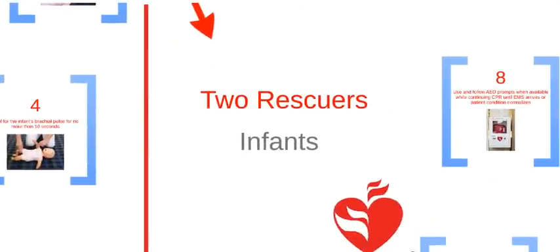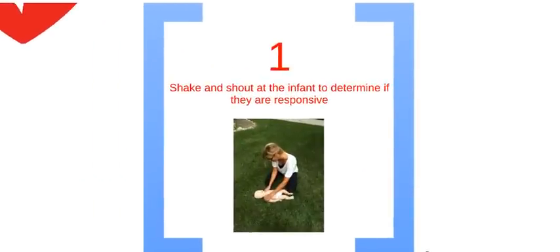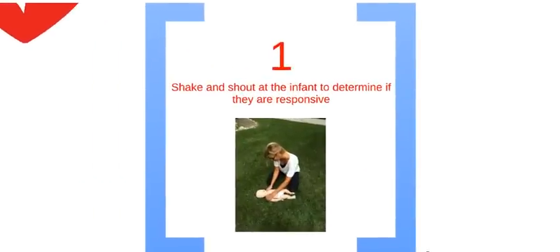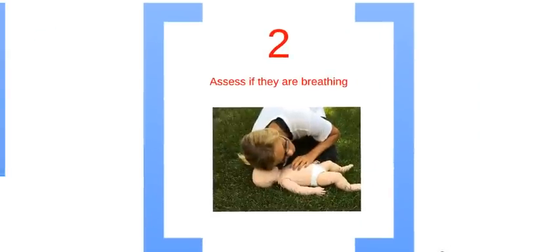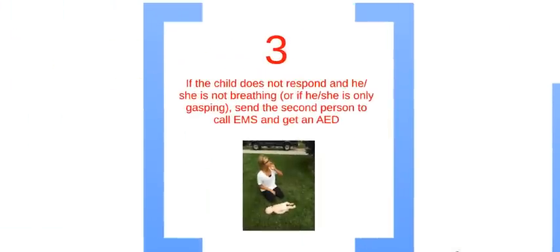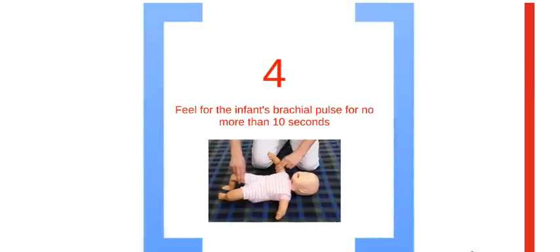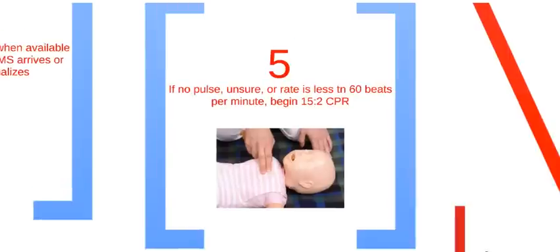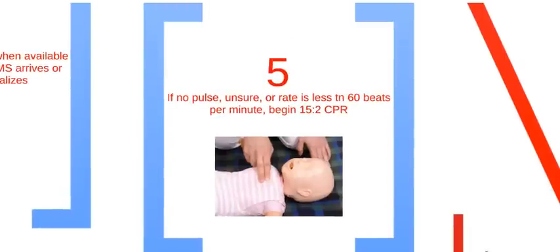2 rescuer basic life support for infants is only slightly different. First, you'll want to shake and shout for a response. Then assess their breathing. If there's no response and no breathing, send the second person to call EMS and get an AED. Feel for the infant's brachial pulse for no more than 10 seconds. Begin CPR by doing 30 compressions and 2 breaths until the second rescuer returns.